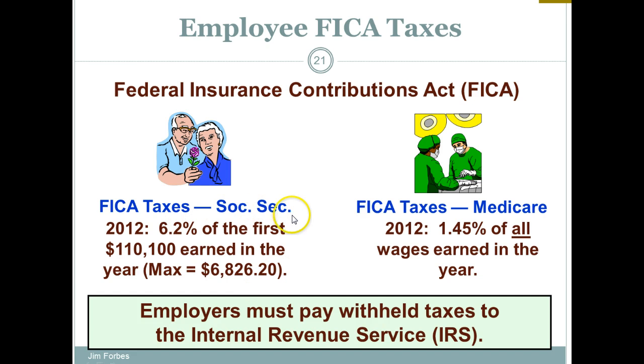Social Security. And you can see that they're charging 6.2% for the first 110,000, and then it stops after that. Whereas Medicare is 1.45% of all wages earned. And some of these rates and amounts will change over time through legislation. And this is one of the reasons why companies use a third party, so they can keep track of that. But the employer withholds this, including taxes, and then pays these various entities at a later date.